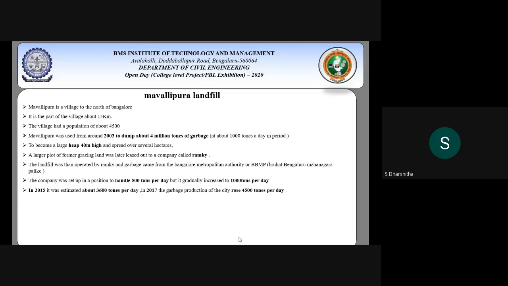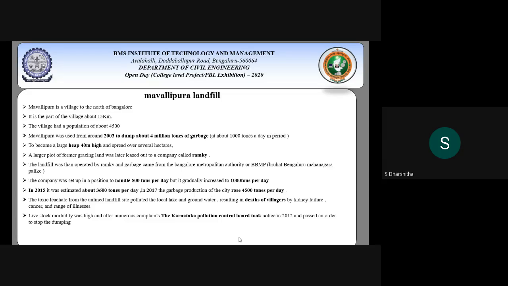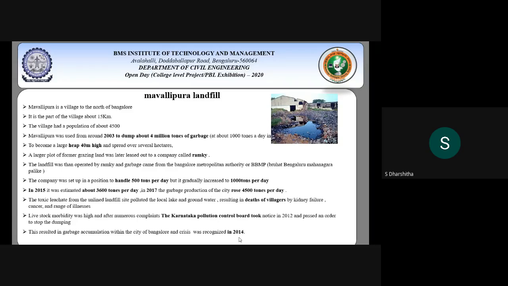Due to this contaminated landfill site, the lake and the groundwater were polluted, resulting in the death of villagers by kidney failure, cancer, and a range of illnesses, and affecting livestock. The villagers complained to the authority. The Karnataka Pollution Control Board took notice in 2012 and passed an order to stop the dumping. This resulted in garbage accumulation within the city of Bangalore, and the crisis was recognized in 2014. This picture shows the Mavalipura landfill, which is polluted by solid waste materials.